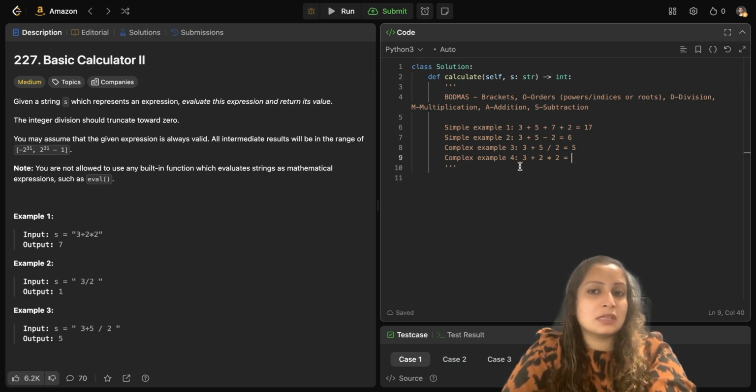5 minus the stored previous, 3, is 2. So you get 2. You multiply it by the next value, which is 2. 2 multiplied by 2 is 4. And then you add the value which you subtracted earlier, which is 3. So you get 7 here.